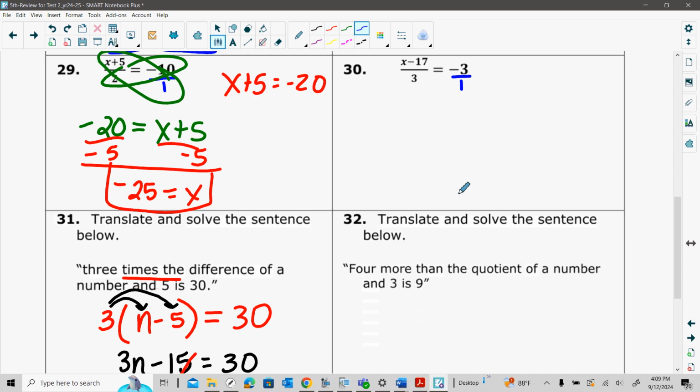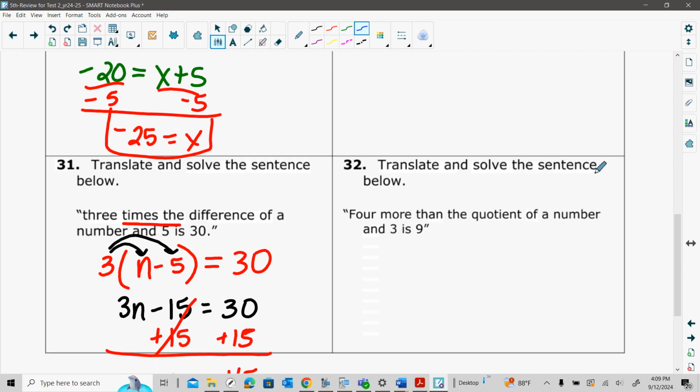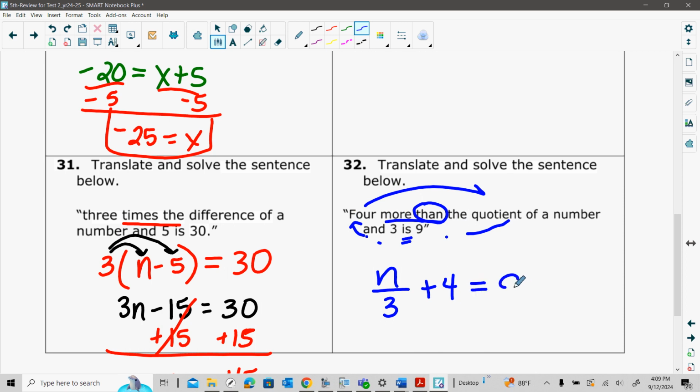And then 32 wants you to translate and solve the sentence below. So here we have 4 more than, okay, that's important. The quotient of a number and 3 is 9. That's important. That is my equal sign. For more than, that part right here is a turnaround word. So we need to bring the 4 to the back and the quotient to the front. So the quotient of a number and 3 would be n divided by 3 plus 4 equals 9.